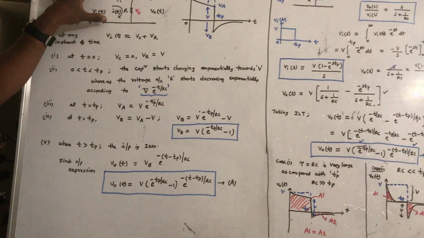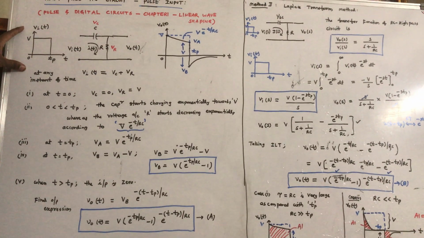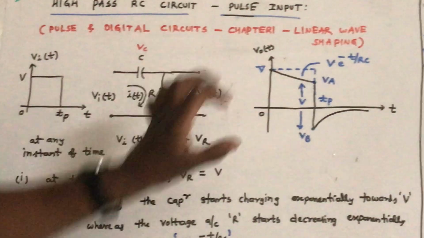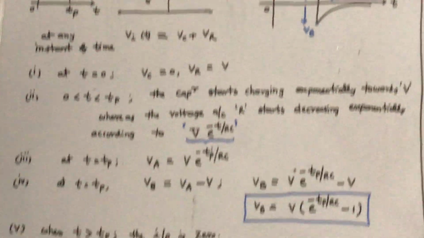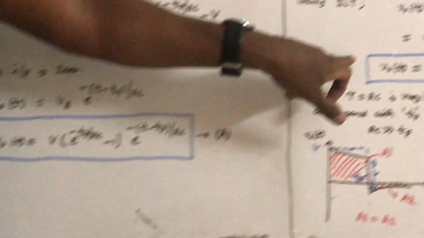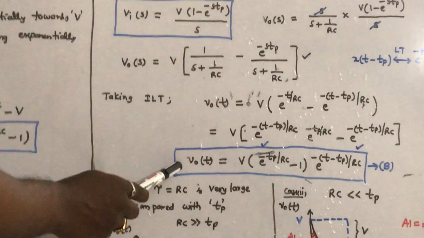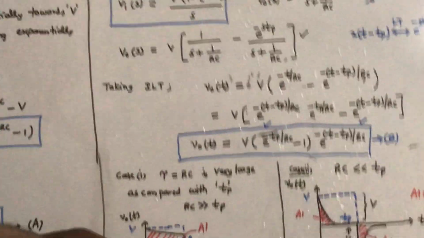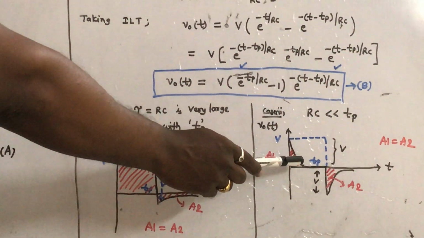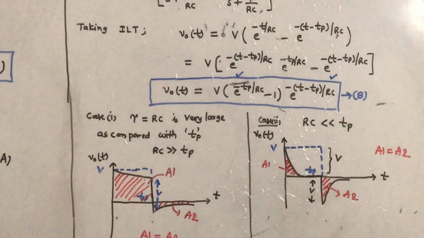This is the RC high pass circuit with pulse input. The output response waveform will be like this. This is the expression for output voltage. The same expression we find from the Laplace transform. So these are the two kinds of waveforms, for when the time constant is very large and when the time constant of the circuit is very small. Thank you.